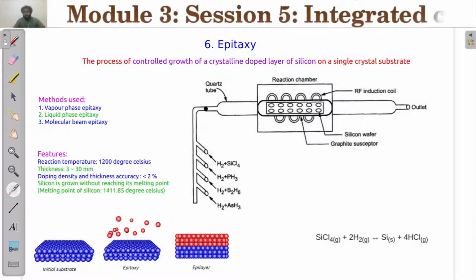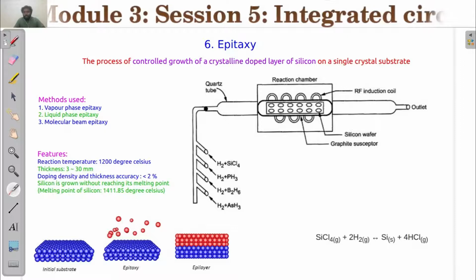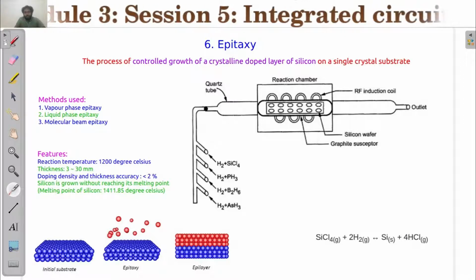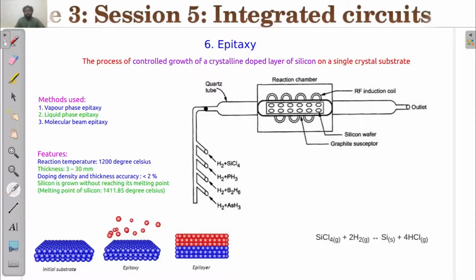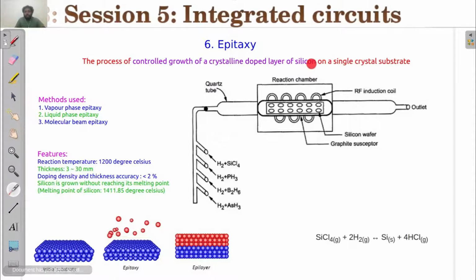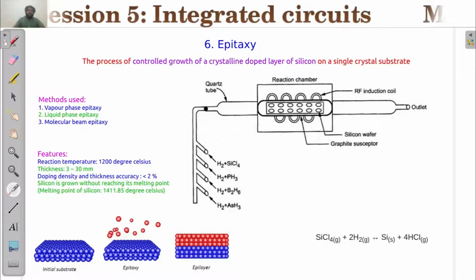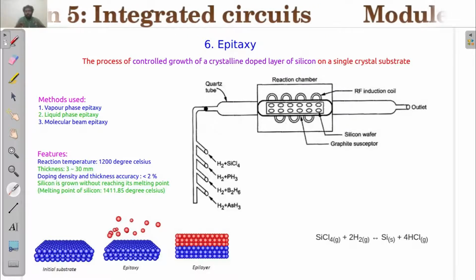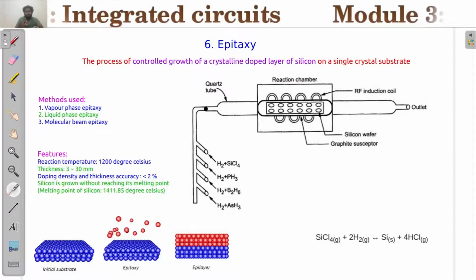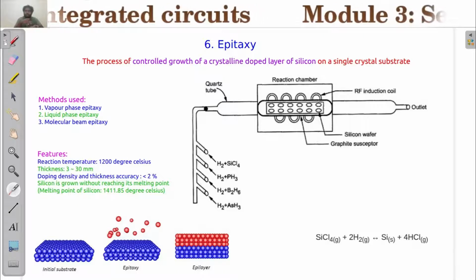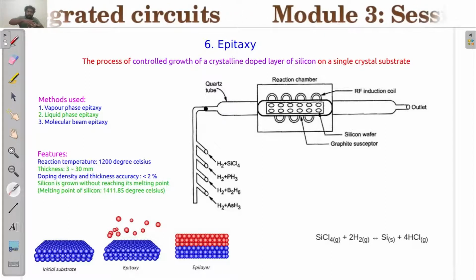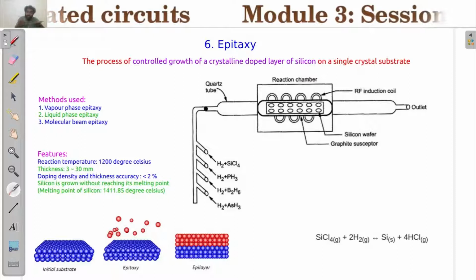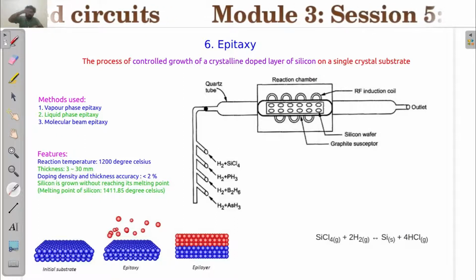The sixth technology that we are going to see is epitaxy. This is a process of controlled growth of a crystalline doped layer of silicon on a single crystal substrate. So what does this mean? This is a controlled growth of crystalline doped silicon. So you have a crystalline doped silicon that is grown on a wafer in a controlled fashion.